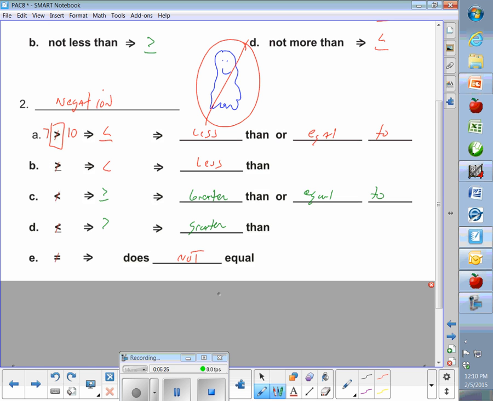And that's how those go. Negation. But you got to remember that. Flip the symbol. If it has the line, don't include the line. If it doesn't have the line, include the line. It's that simple. Negation.